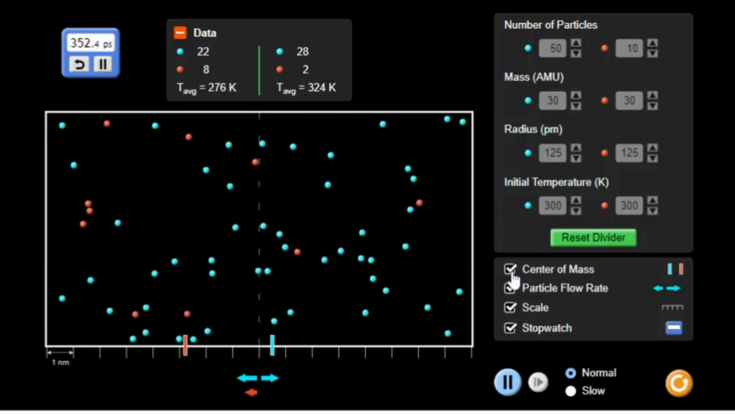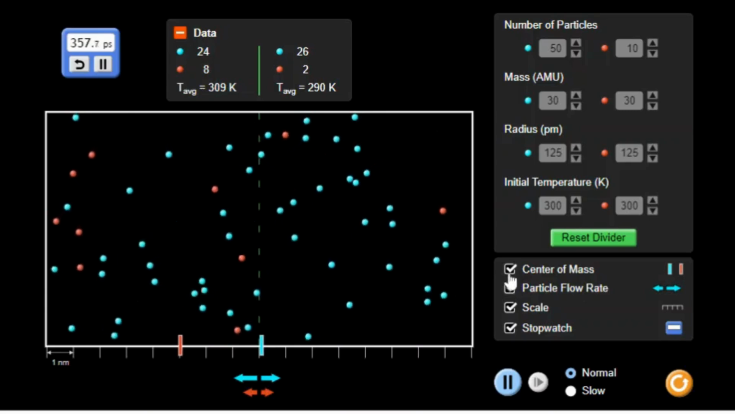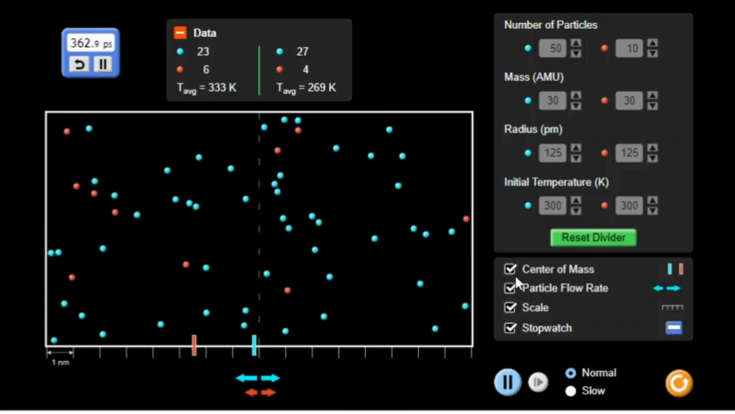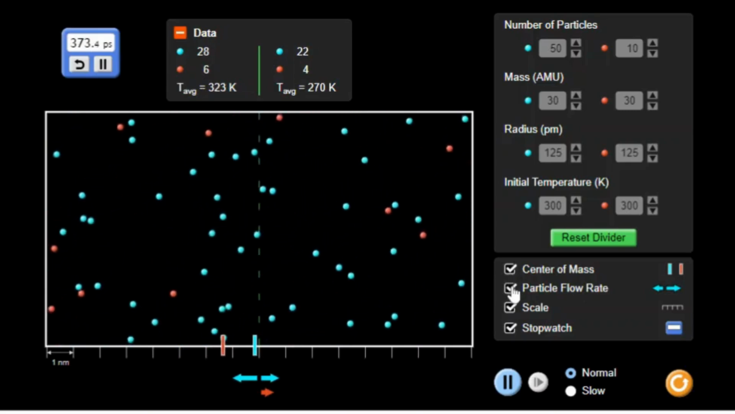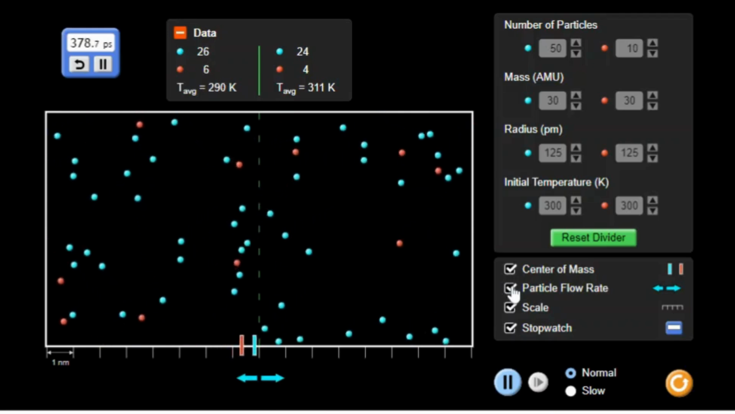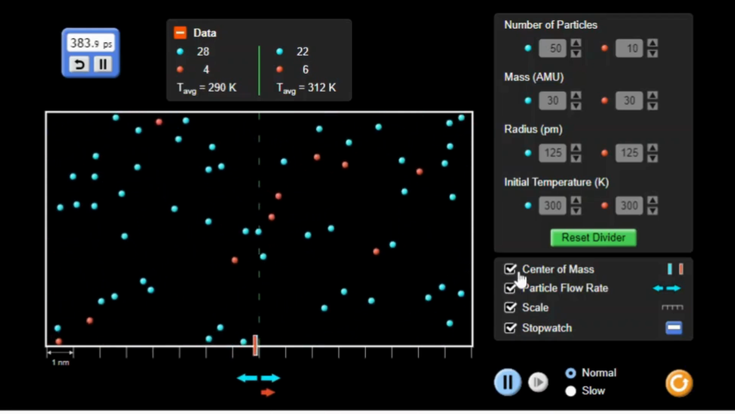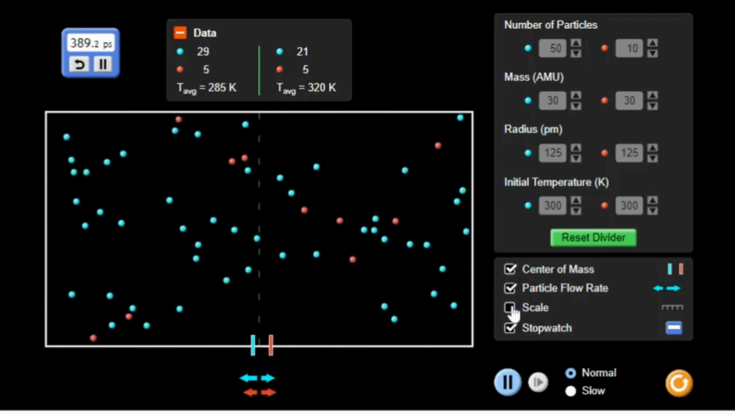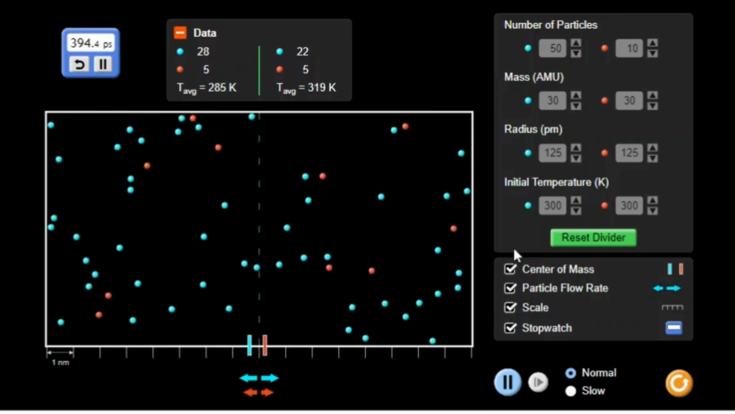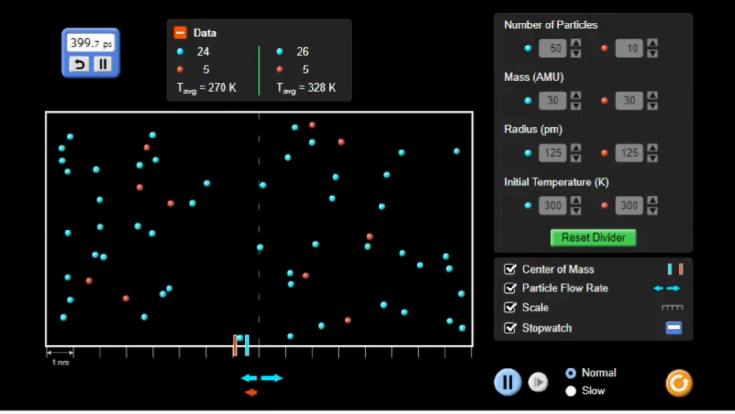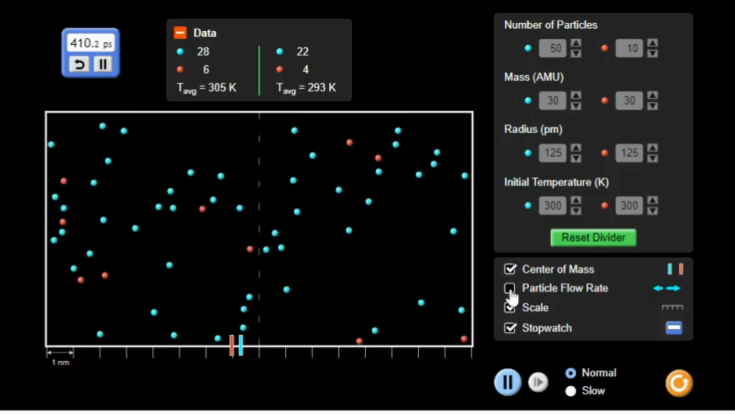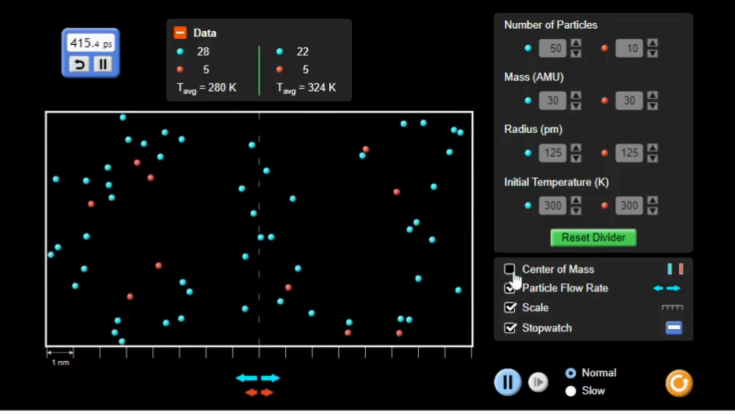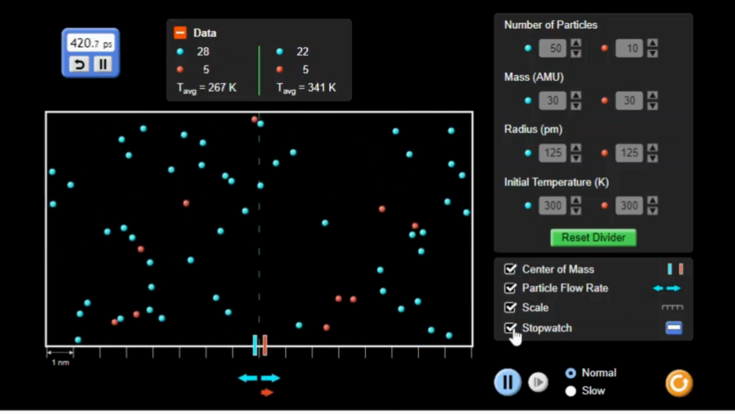All intermolecular forces are ignored in the simulation. This simplification is made to emphasize the role of random motion and collisions in the diffusion process. By ignoring intermolecular forces, the simulation provides a clear and straightforward representation of diffusion, making it easier for students to understand the underlying principles. The simulation provides an interactive platform where students can actively engage with the concept of diffusion.